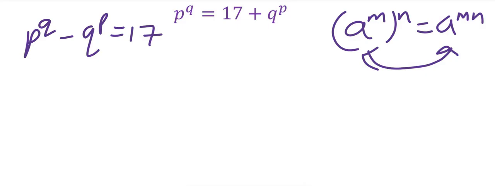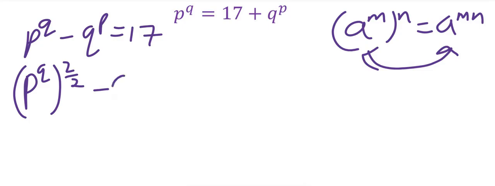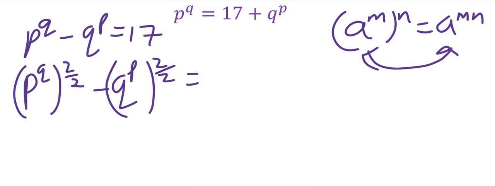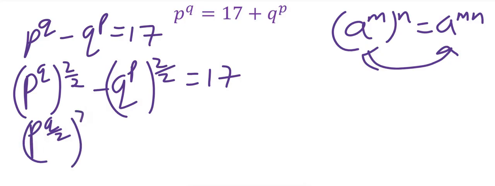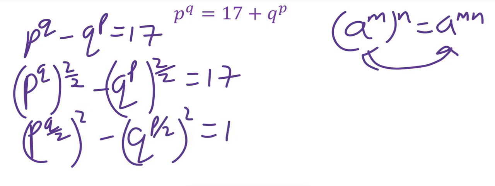I'm going to write power of q as, let me just say I'm multiplying by 2 over 2, which is same thing as 1, which has no effect. Q to the power of p multiplied by 2 over 2, which has no effect, is equal to 17. Now what I need to do is I want to leave the numerator outside and the denominator goes inside as a fraction. So I have p to the power of q over 2 squared minus q to the power of p over 2 squared equals 17.